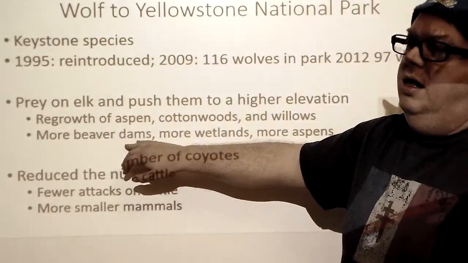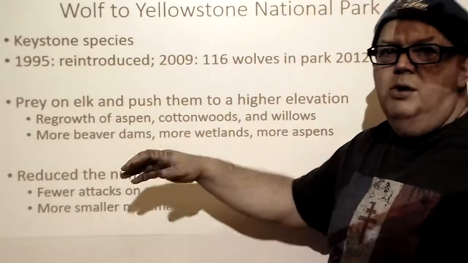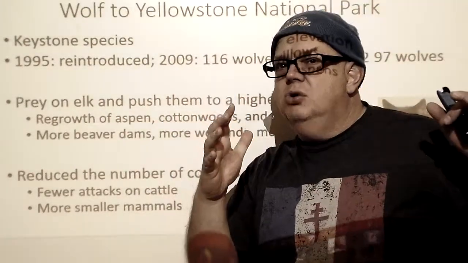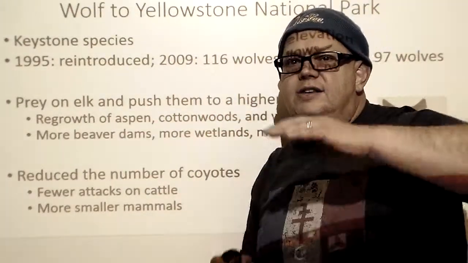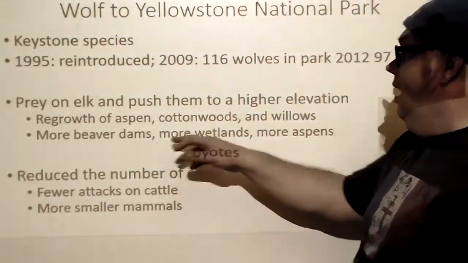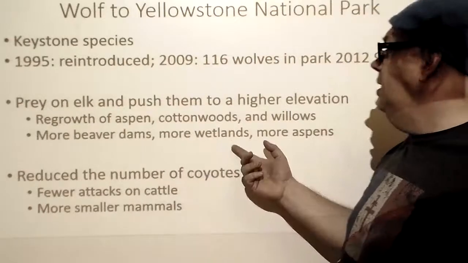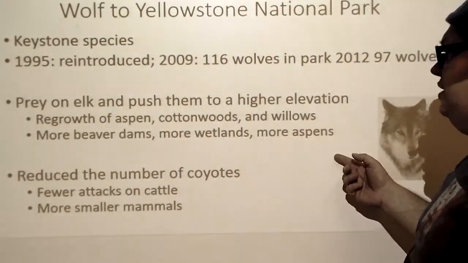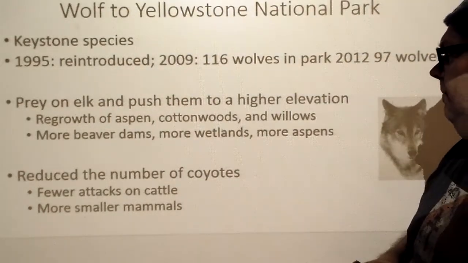And as a result, we get more beaver dams. Beavers build the dams. The beaver looks sort of like a big rat, but the tail is very, very flat. Okay, and they've built dams with that. Because of more beaver dams, we end up getting more wetlands, we get more aspen. So there's a lot of things here.